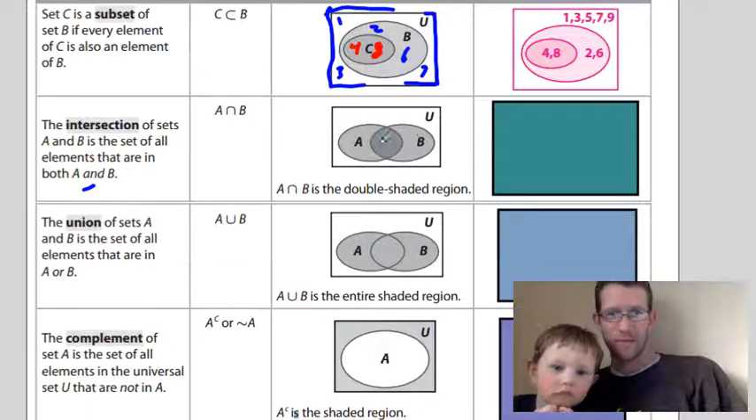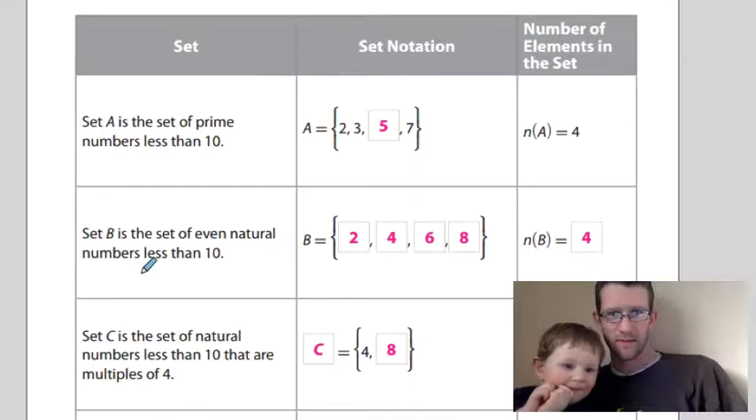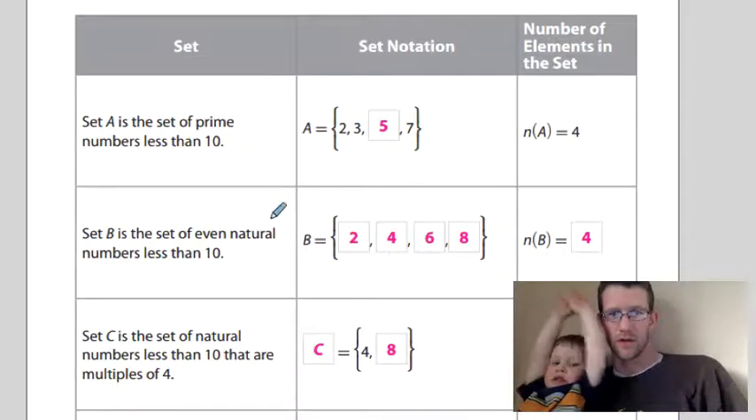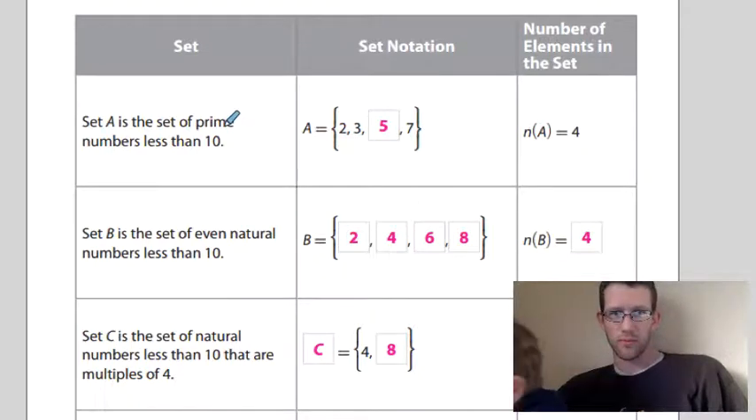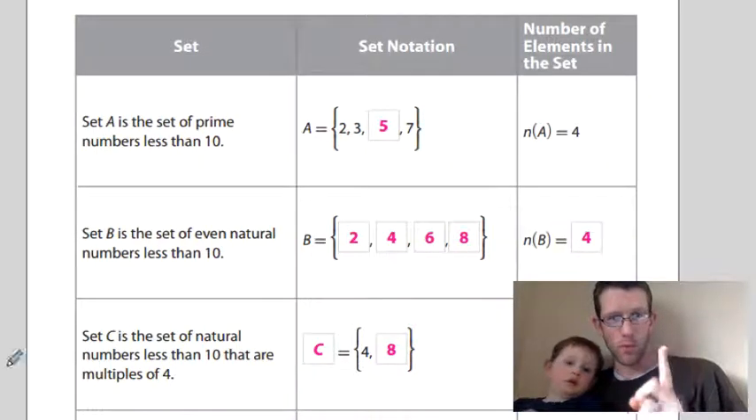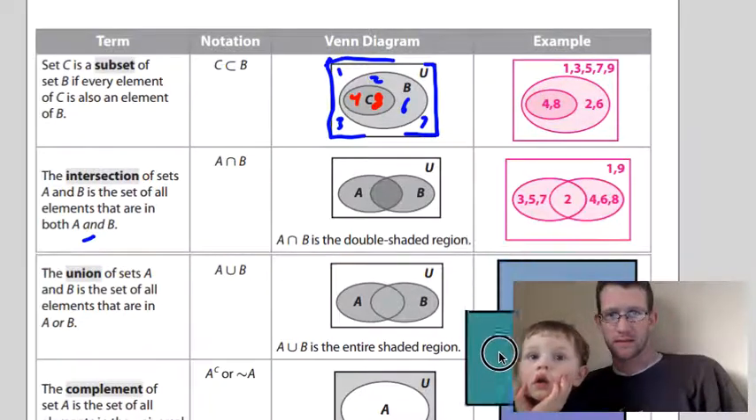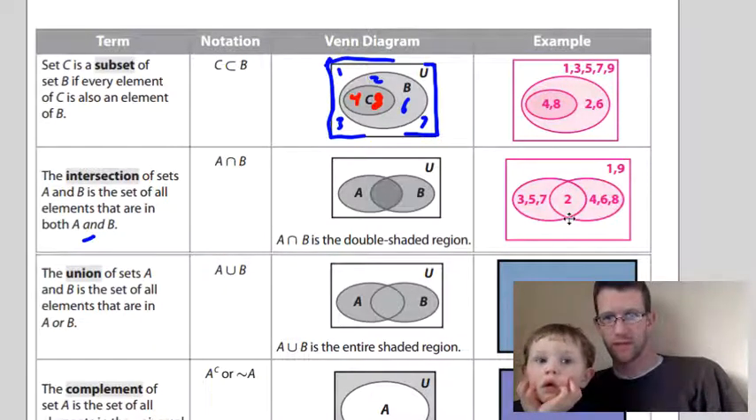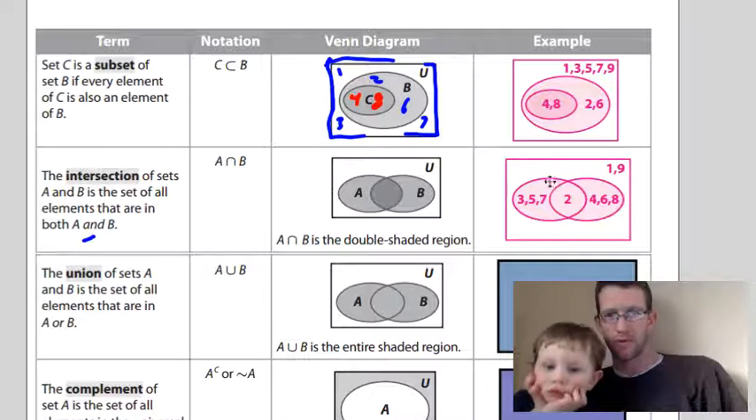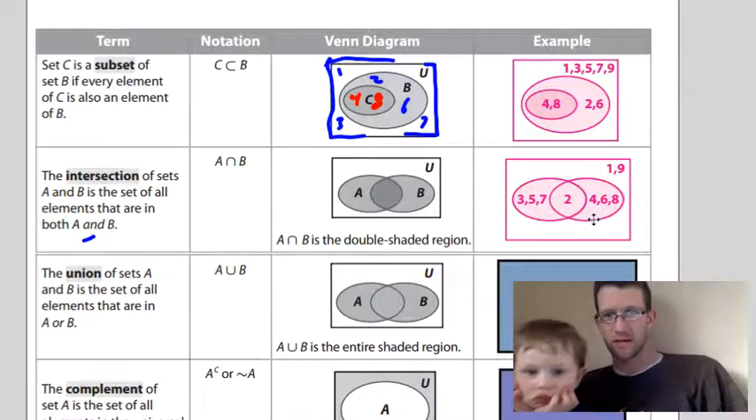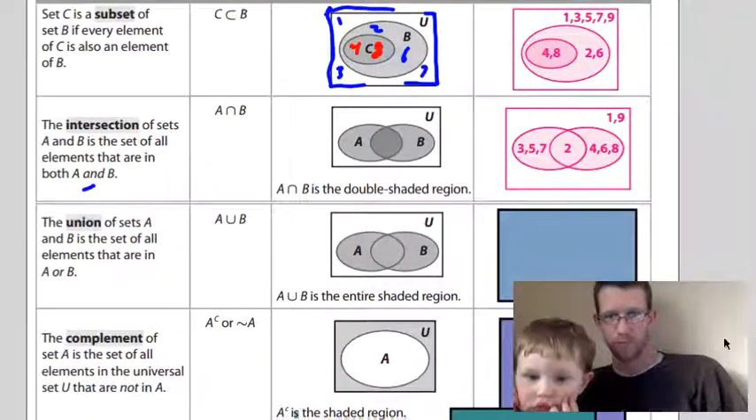So A and B, well, let's look at A and B again. A is the set of prime numbers less than 10. B is the set of even numbers less than 10, right? So what is both prime and even? Well, there's only one possible thing for that, and that is 2, right? 2 is the only even prime, so therefore it's in both set A and in set B. So the intersection of sets A and B contains only the element 2.